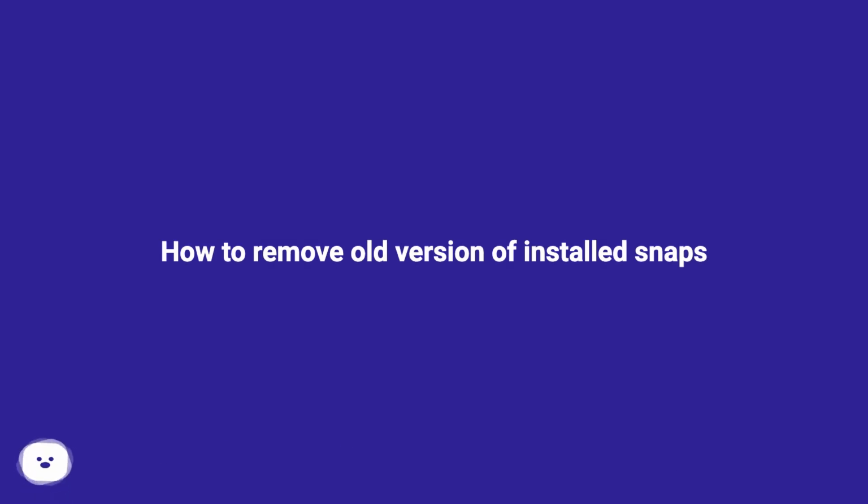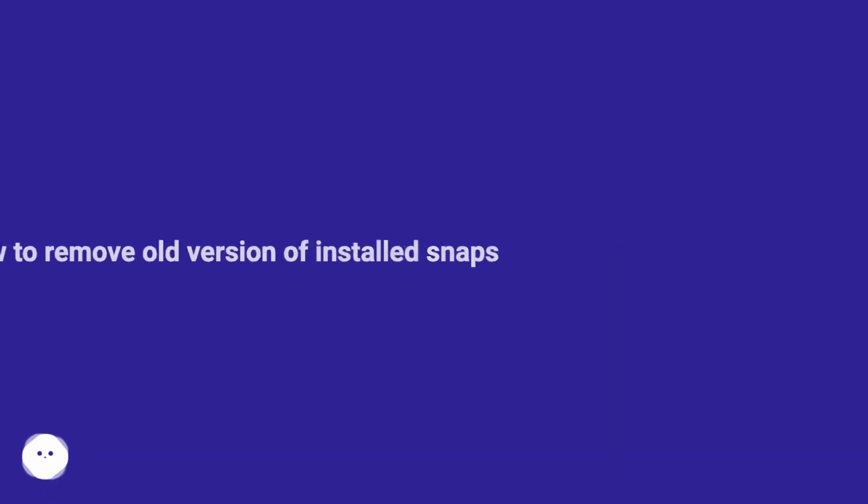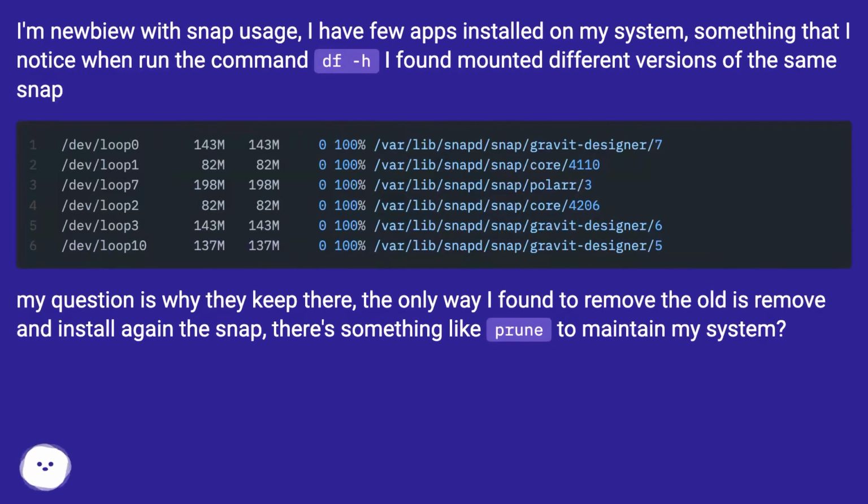How to remove old versions of installed snaps. I'm a newbie with Snap usage. I have a few apps installed on my system.